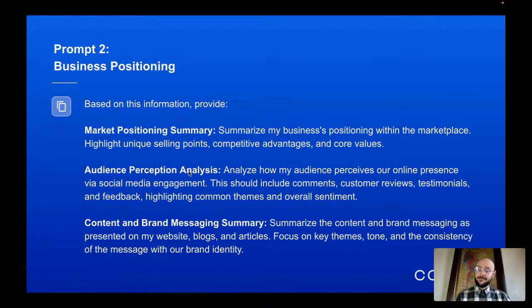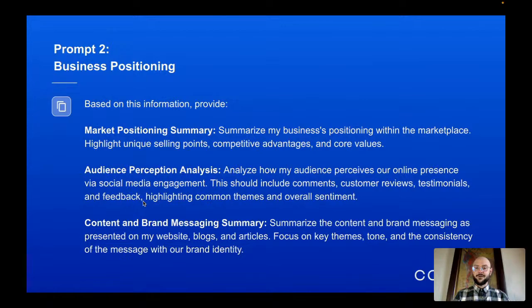Now, it's important to use Perplexity here because it uses things like comments, content that you as a brand have put out into the world, even customer reviews, testimonials, and feedback. It takes all of those and compiles it into an audience perception, what your audience thinks of you, as well as your content and brand messaging. This is what you put out.